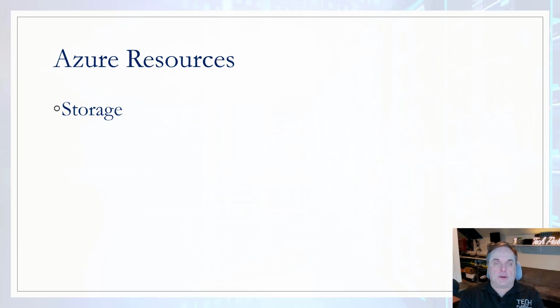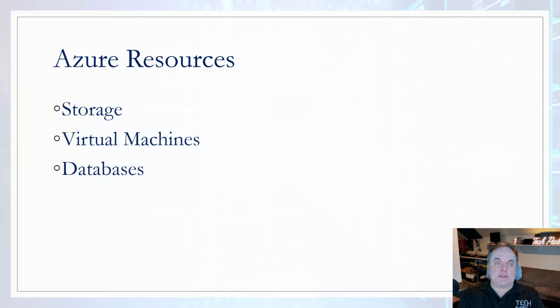Starting with storage. Storage, of course, includes hard drives with various different types of speeds, and you can choose the hot or cool or cold type of storage depending on how you're going to be accessing it. Then you have virtual machines. Virtual machines are going to be part of infrastructure as a service, where you'll be in charge of doing Windows updates, installing applications, choosing storage and access.